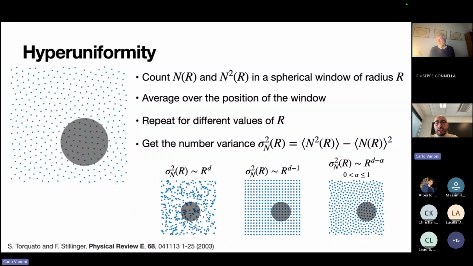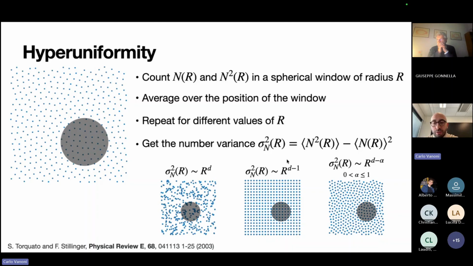And when you collect all your data, you construct the number variance, which is simply the variance of the number of points that you've counted in the windows, averaged over different positions of the window, and also different realizations of the point pattern that you have. So you can get different results. If you have a typical disordered system, for example, a Poisson point process, the number variance grows like the volume of the window. If instead you're dealing with a lattice, the number variance grows only like the surface.